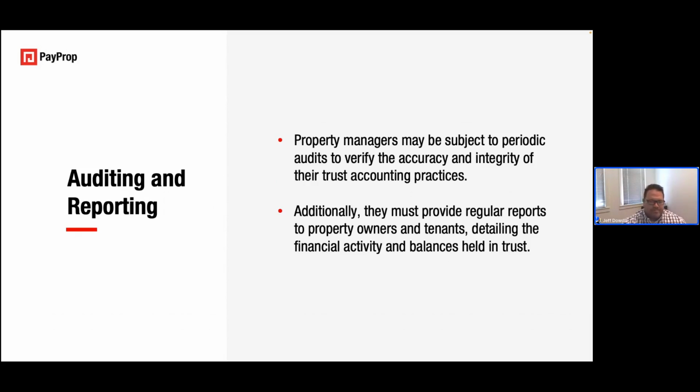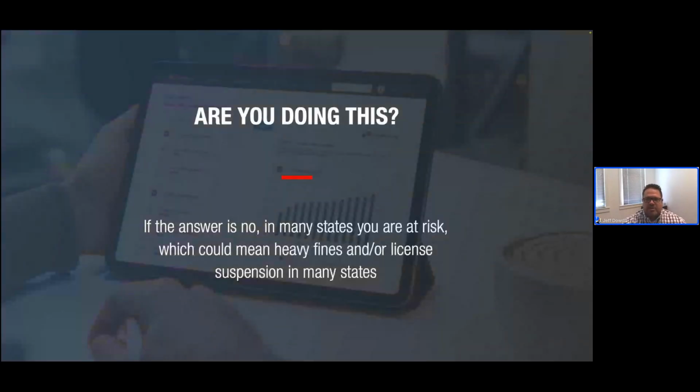Okay, so those are some of the major components related to trust accounting and the traps that you can get into. So the next question I have is, are you doing this? If the answer is no, or the answer is maybe, sometimes part of those things we're doing, in many of the states, that means you could be at risk for getting into trouble, which includes a lot of times fines and or up to license suspension in many states. So it's super important that you're on top of these things.